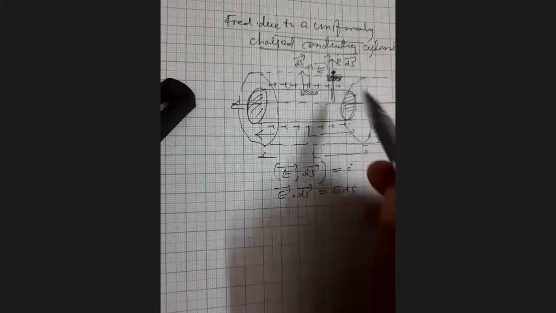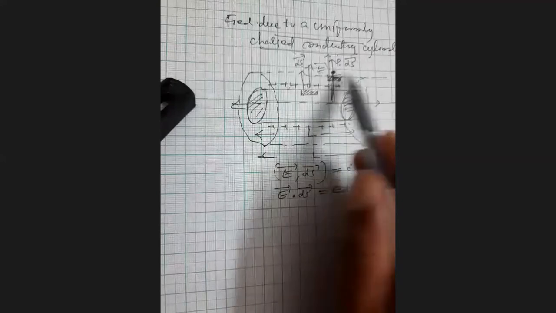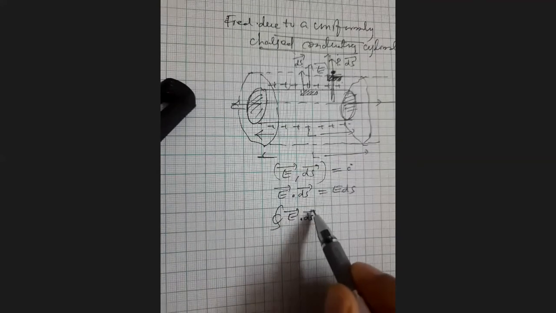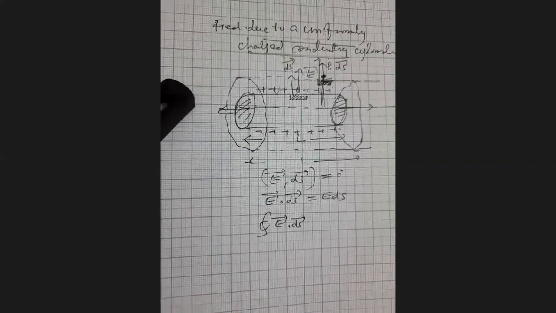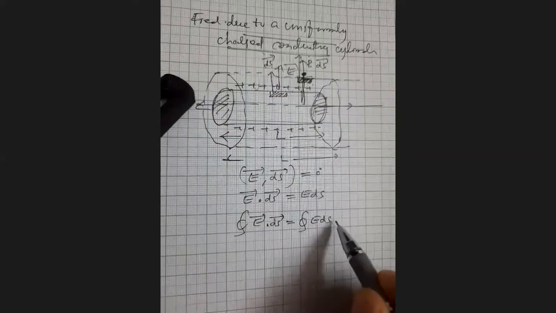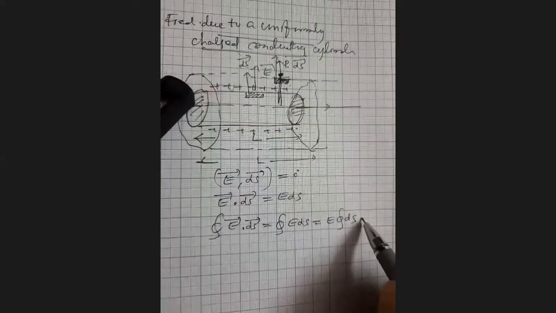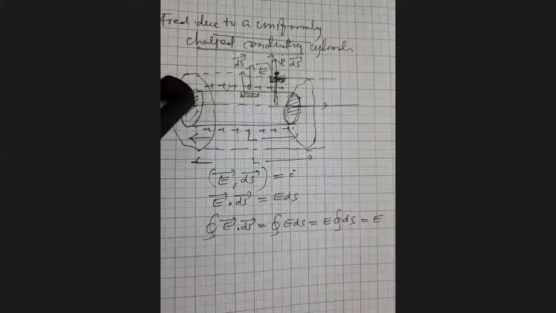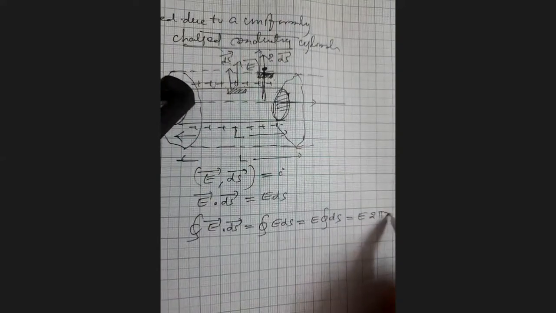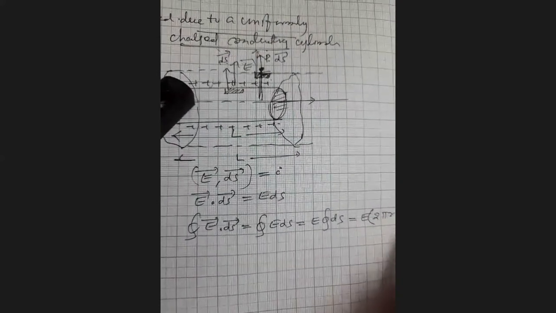Then the total flux through the curved surface of the Gaussian surface is the closed integral of E dot dS, that equals the closed integral of E dS, that equals E constant, writing outside, integral dS, that equals E times the total surface area. What is the surface area of this cylinder? 2 pi r L, because radius r, length L. So this is equation 1.